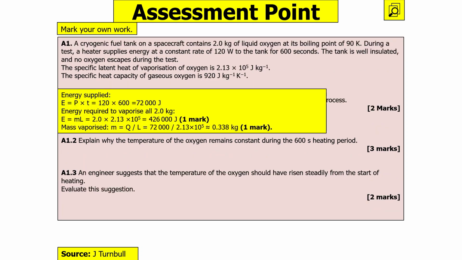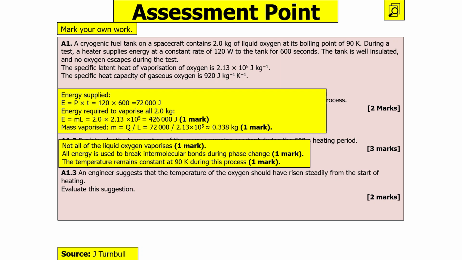Right, we know the energy supplied is power times time, so we work that through and get 72,000 joules. Now the energy required to vaporize all 2 kilograms is E = ml, and with m = 2, it's 426,000 joules. So the mass vaporized is m = Q over L, therefore 72,000 over 2.13 × 10^5, which is 0.338 kilograms. So it indicates to us that unfortunately we haven't been able to vaporize all of it.